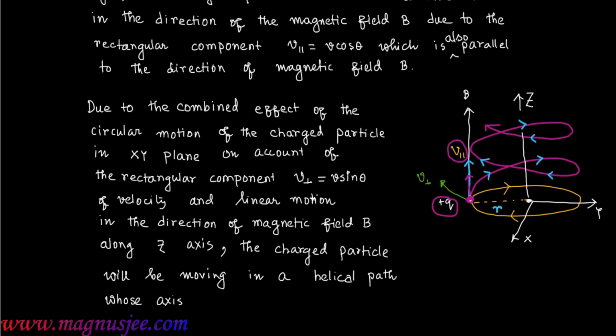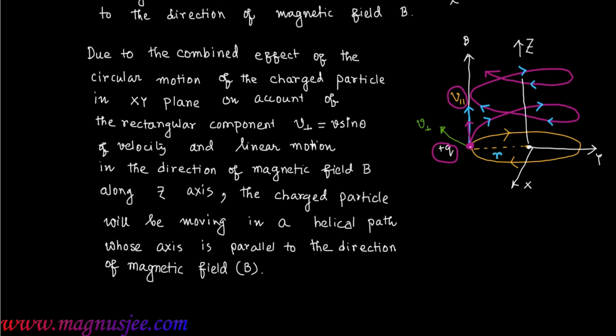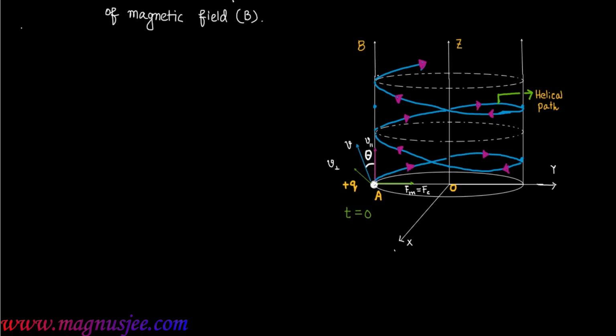Whose axis is parallel to the z-axis, parallel to the direction of the magnetic field B. Here the z-axis is the axis of the helical path, which is parallel to the direction of the magnetic field B. Now at t equal to 0 seconds, the charged particle was at point A, and at t equal to T by 2 it will reach point C1, and at t equal to capital T it will reach point C2, and at t equal to 2T it will reach point C4.